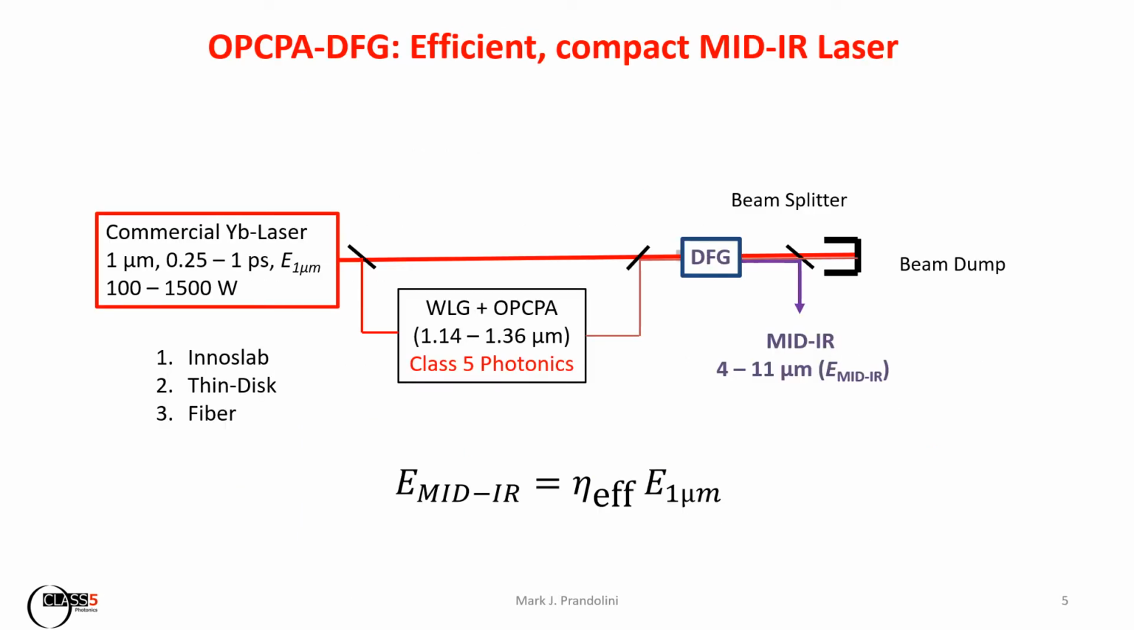I now want to outline the general design features of our compact mid-IR laser. We begin with the pump laser. We take a commercial ytterbium laser, which is a well-established technology, with a fixed wavelength of 1 micrometer, pulse durations between 0.25 and 1 picosecond, and powers between 100 and well over 1,000 watts. They come in 3 varieties, InnoSlab, thin disk and fiber, and Class 5 can help you with the decision which one to use for your particular application.